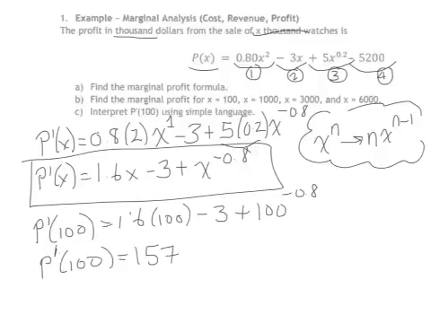If we look at part C, where it says interpret P prime at 100 using simple language, so what we're looking at is what does that actually mean? How do we interpret that? So P prime is the marginal profit, and you'll remember earlier in the question I said that the marginal profit is the profit from producing one more item, or in this case 1,000 more items, because it's x thousand watches. So the marginal profit for producing 100,000 more watches is $150,000. Okay, and that's how you'd interpret it.